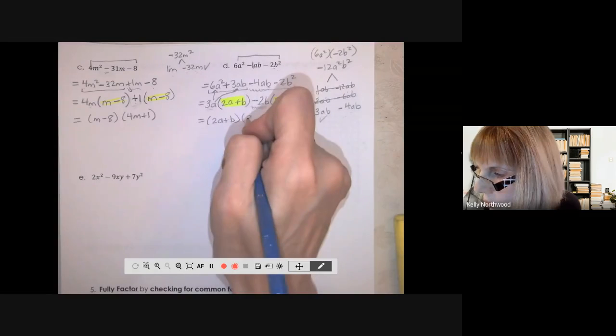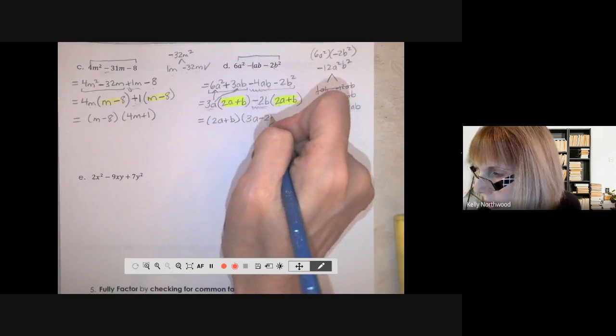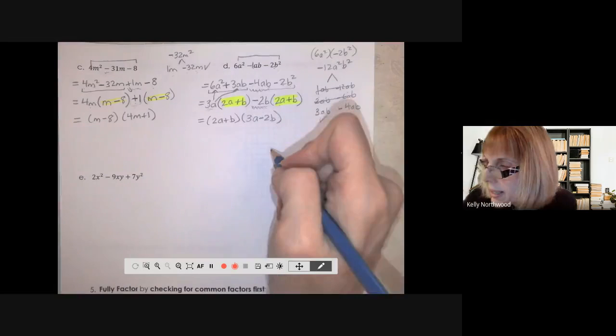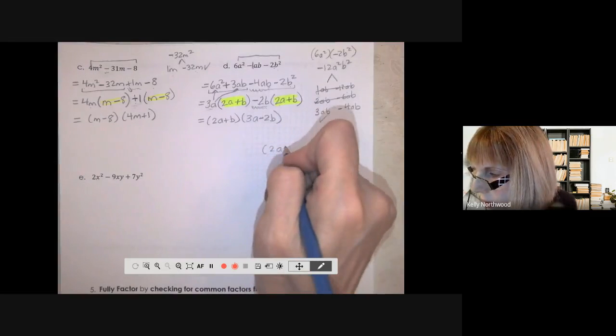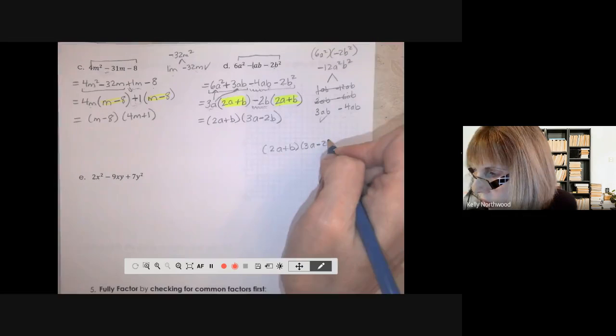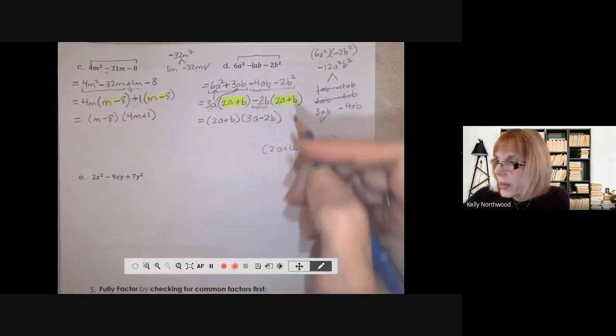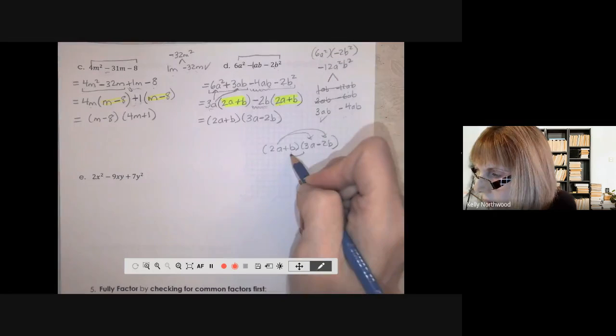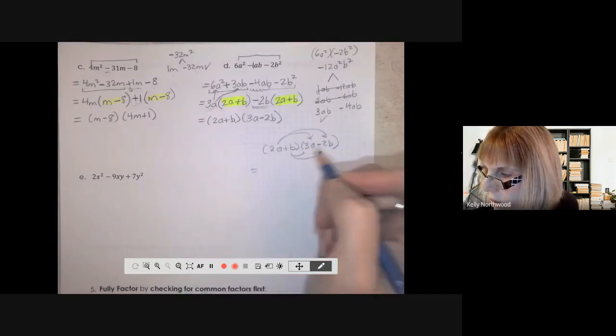And the leftovers, 3a minus 2b, form the other bracket. And remember, I could always expand to see if this is correct or not. So anytime you get one of these questions, you could have scrap paper, especially for the assignment or whatever, and make sure that your answers are right.